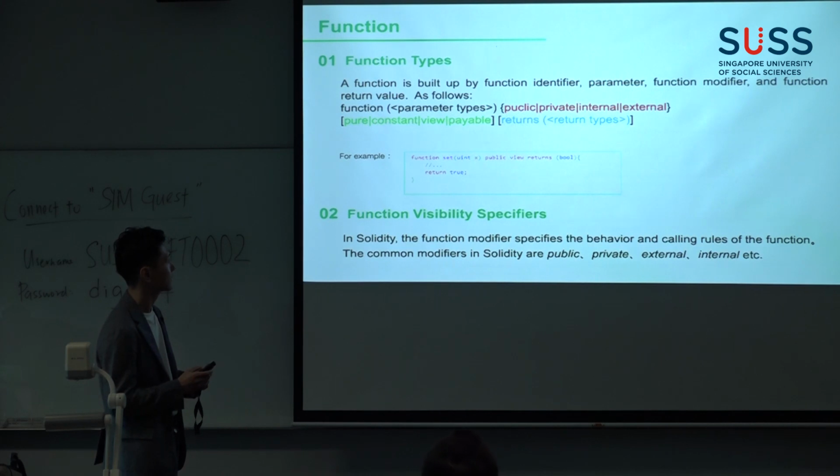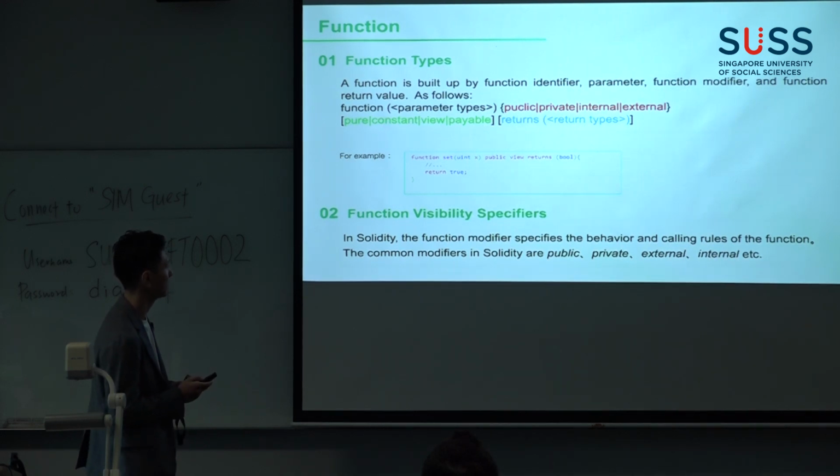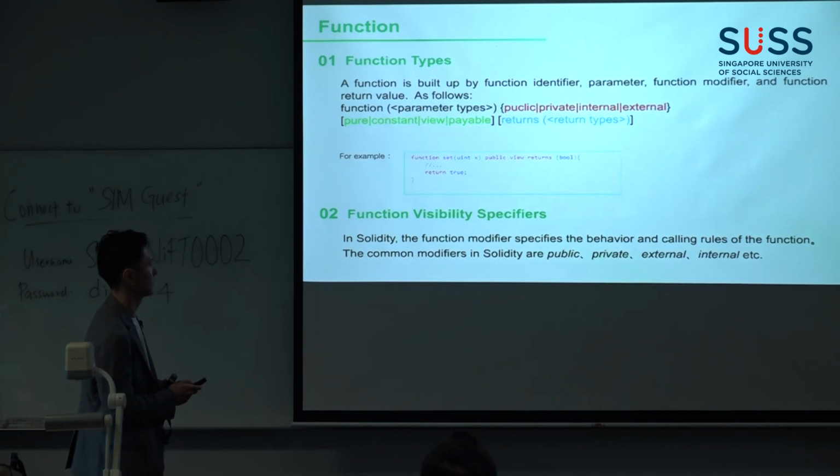In the example, the function name is set. It takes in a parameter of uint x. The visibility is public, and view means that anyone can call it, and it does not change any state in the contract because it's view. And it returns a Boolean value. It always returns true in this case.